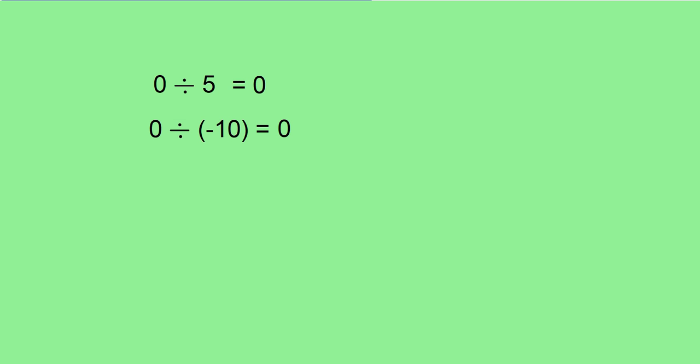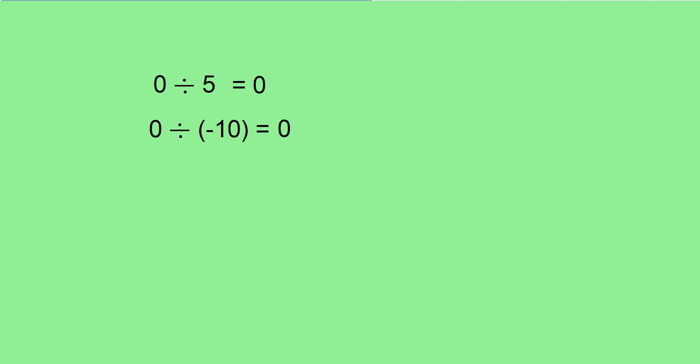integers. What is 0 divided by 5? Is it equal to 5? No. 0 divided by 5 is equal to 0. Or what is 0 divided by negative 10? Yes, that is also 0. Or if you divide 0 by any integer, you will get the quotient as 0.